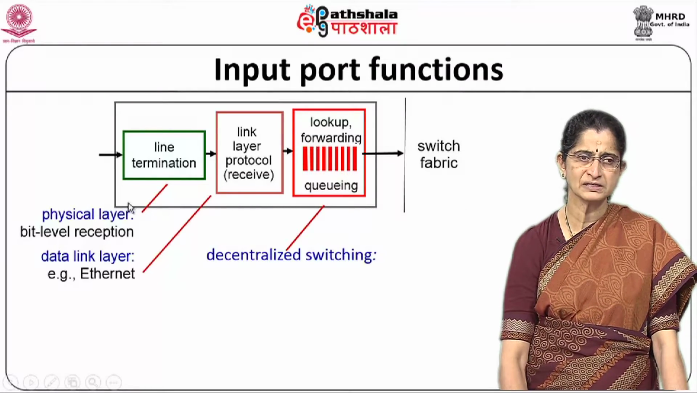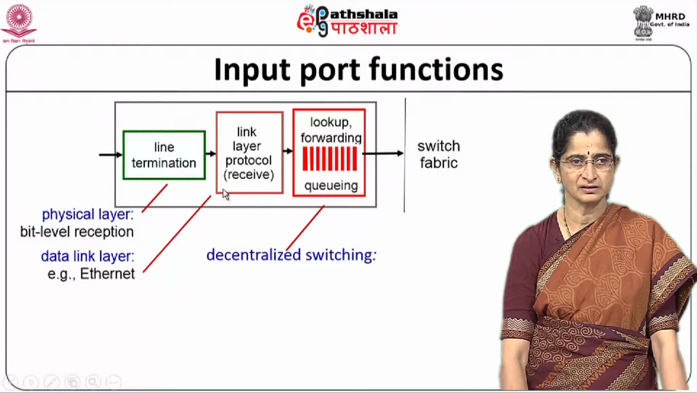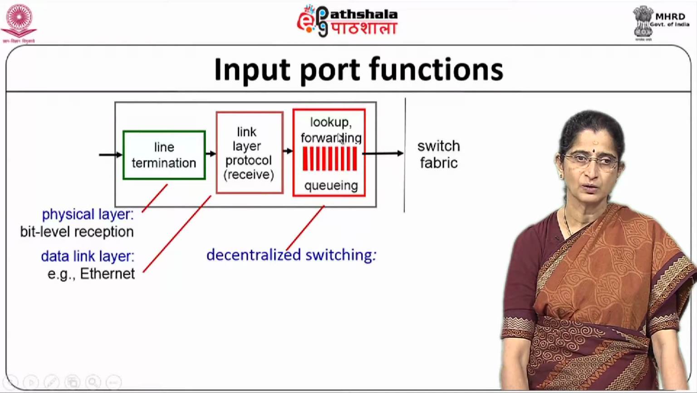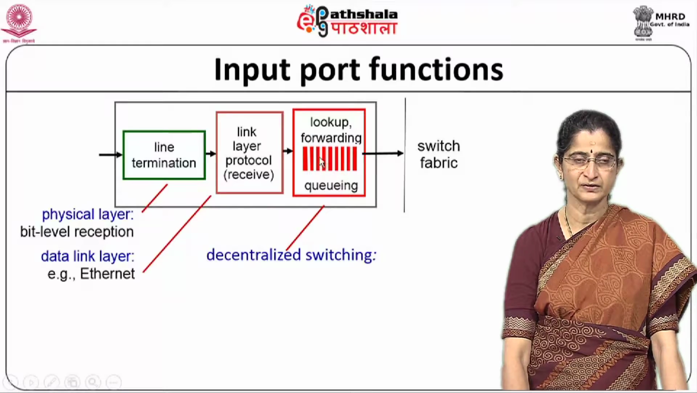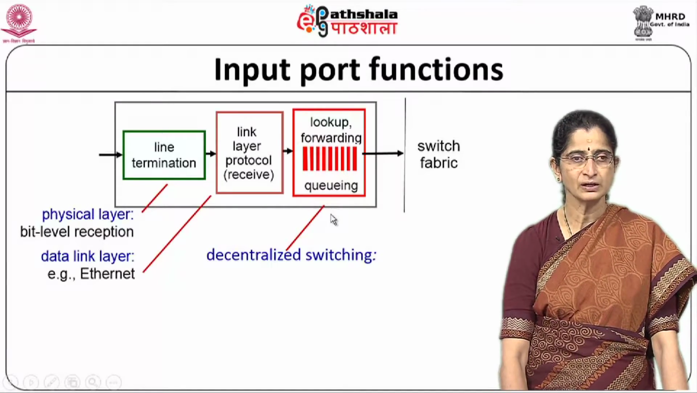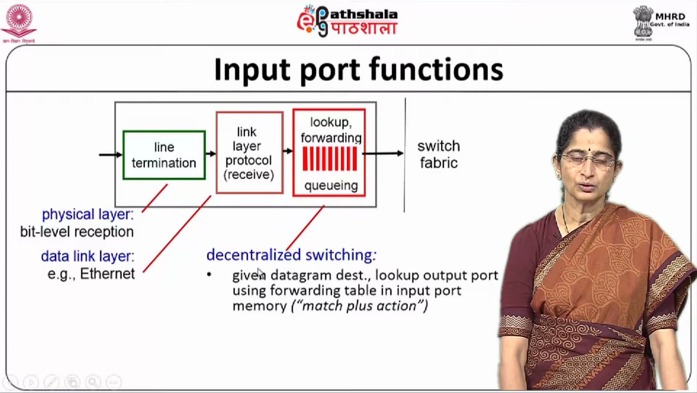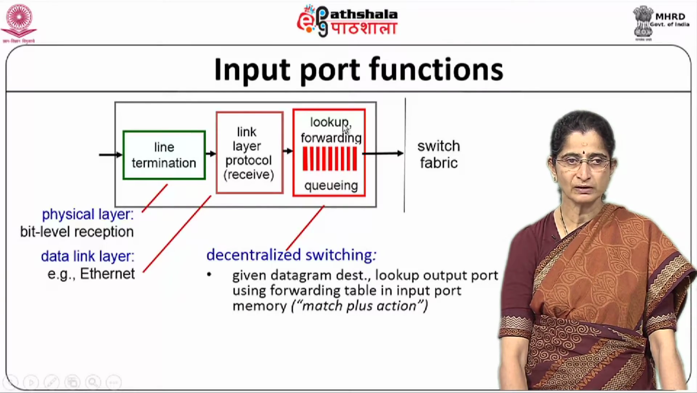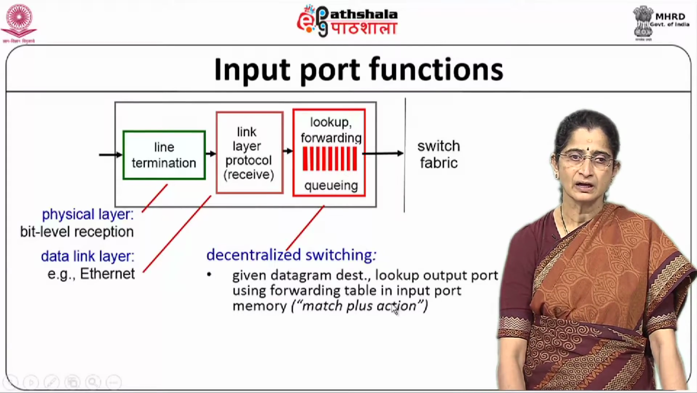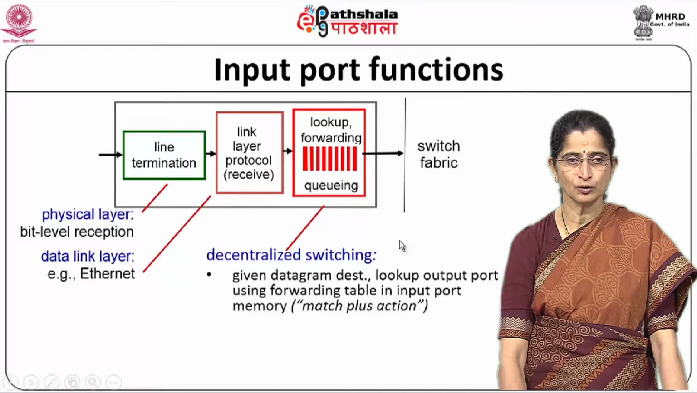So, at the input ports, basically we are looking at the three layers' functions: the physical layer, data link layer and the network layer functions. Of course, we are more worried about what is happening at the network layer function, where lookup, forwarding and queuing normally take place. Given a datagram destination, the output port will be looked up from the forwarding table and the datagram will be sent to that particular output port.